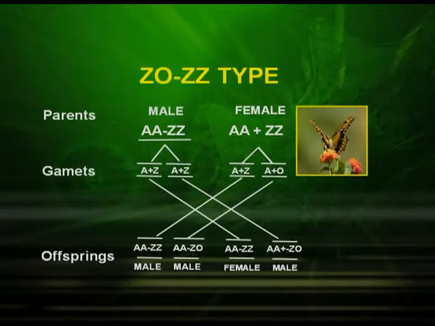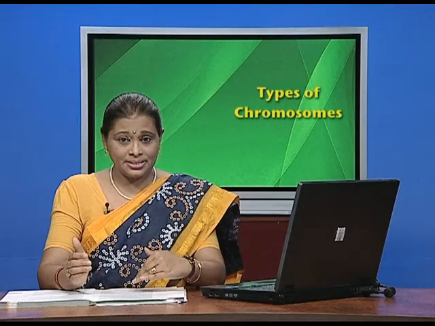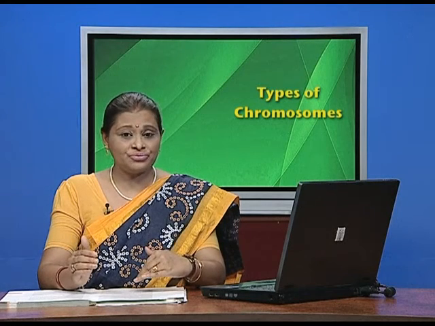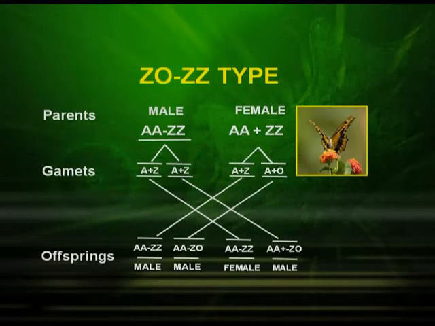But the eggs are different. The next type of sex determination is the Z0 and ZZ type. This is found in butterflies and moths. Here the male is AA plus ZZ. That means the male is homomorphic and produces the same type of sperms. On the other hand, the female produces two types of eggs, A plus Z and A plus 0, that is heteromorphic.